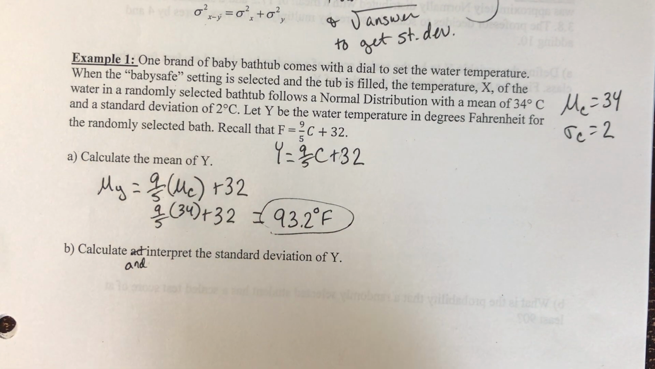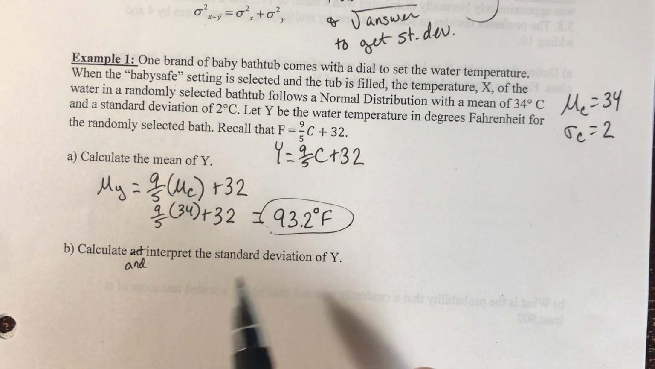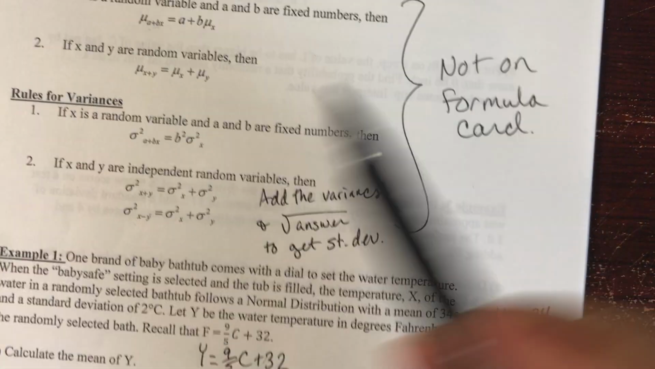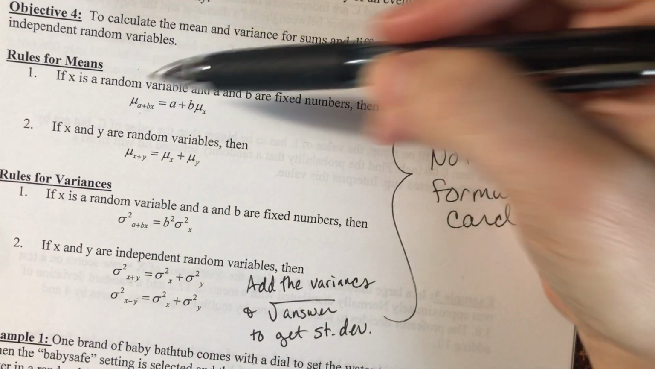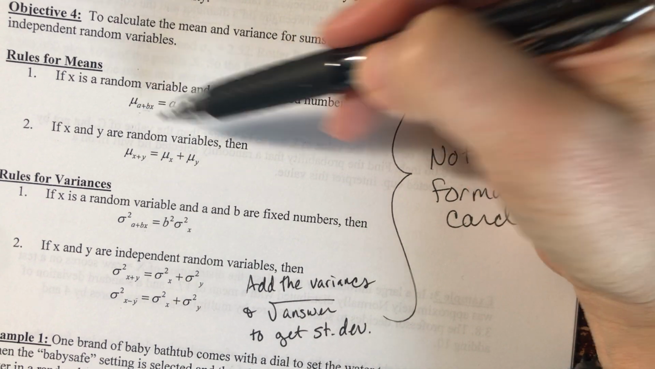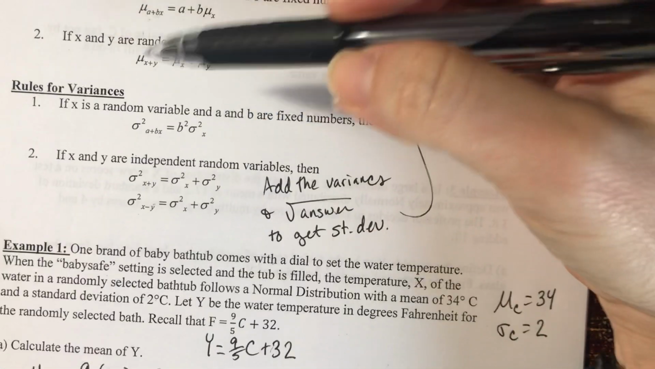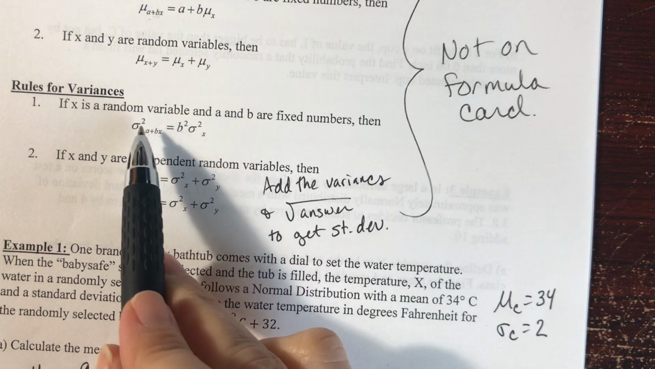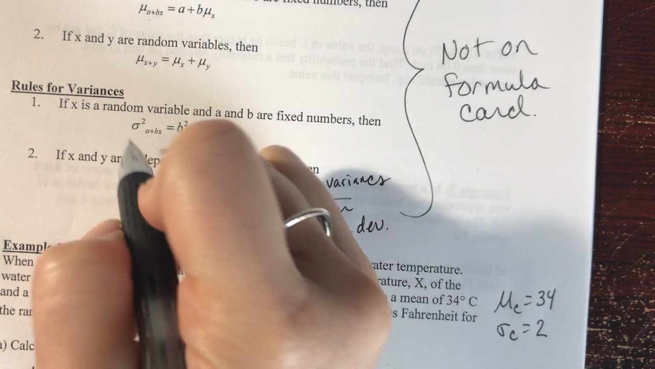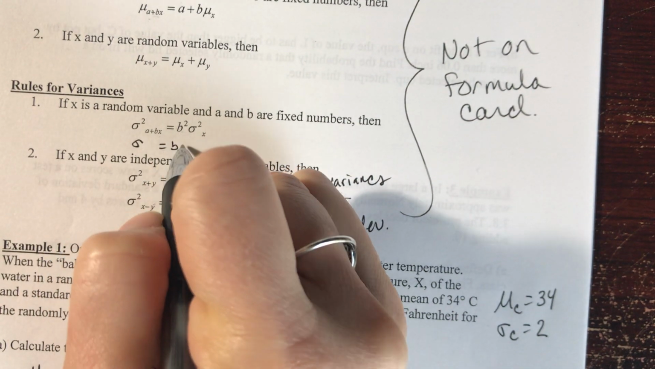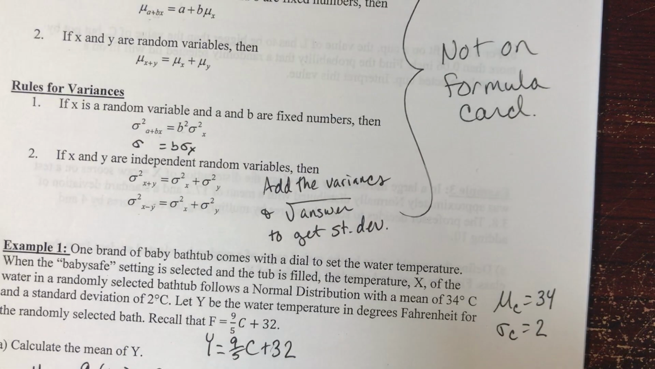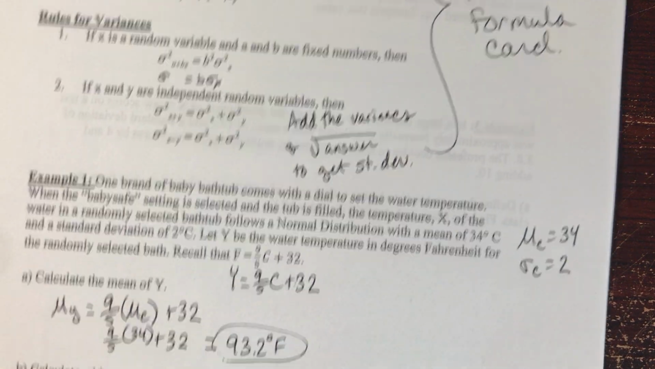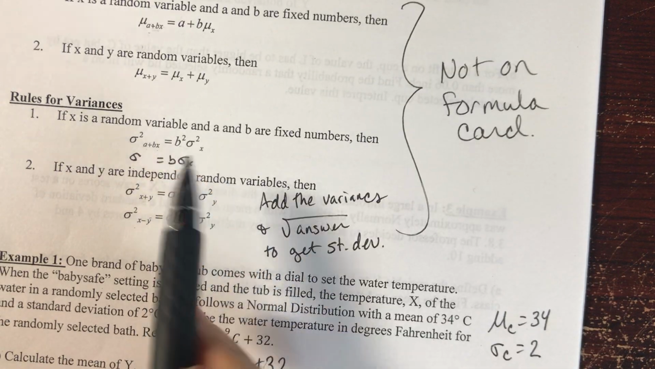Calculate and interpret the standard deviation of y. For the standard deviation, this is what I was talking about before: for the mean, it was a plus bx, but for the standard deviation, you just use the b. Now, for a variance, you can square them both. For the standard deviation, you could just do b times sigma x. You don't have to square them because the variance is the squares. So for this one, you could just use the multiplier.